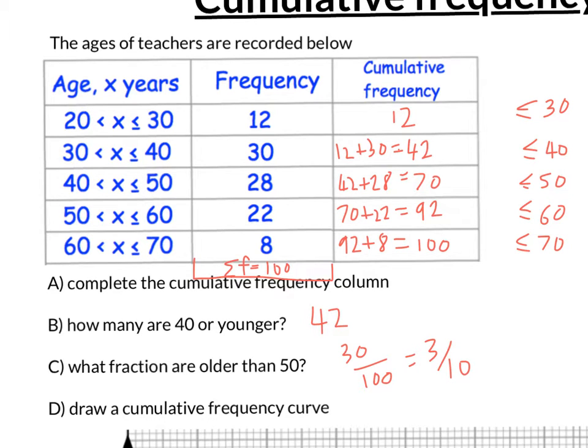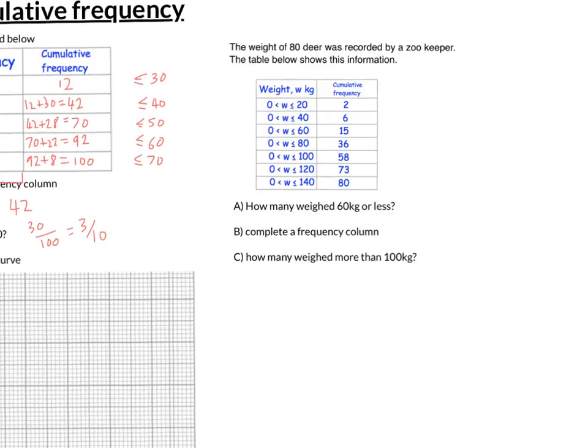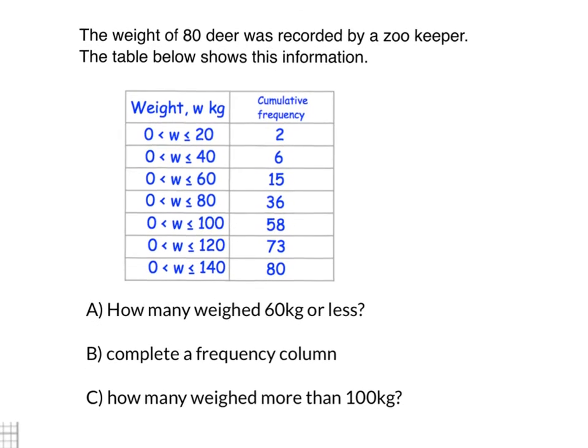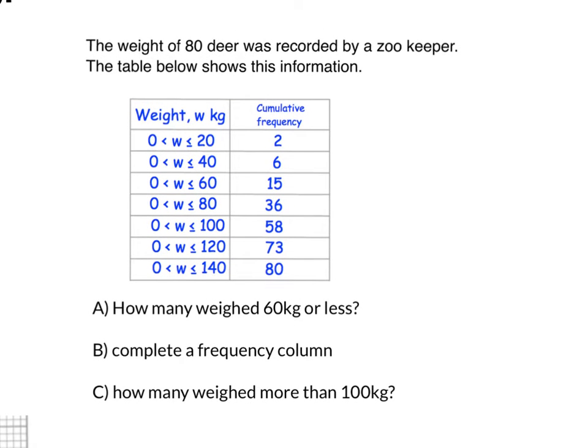Before we go on to drawing that, I'm just going to give a bit more work on the tables to help you with the textbook exercise. So here we have the weight of 80 deer was recorded by a zookeeper. The table shows this information.